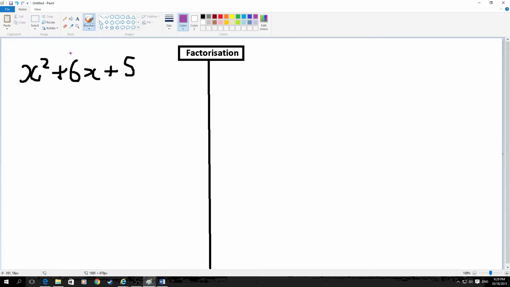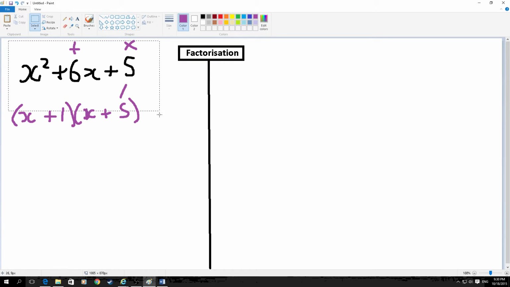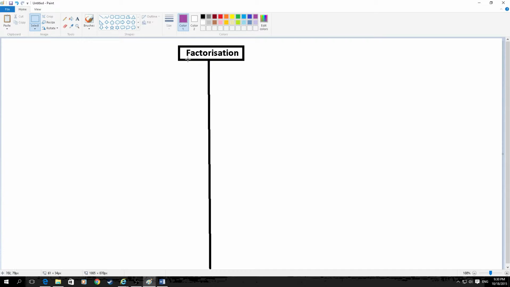Right, so something to add to make this and times to make that. So think about first, what's a multiple of 5? It's a prime number, so it has to be 1 and 5. So x squared plus 1x plus 5. See? That easy. But now, it gets a bit harder when you get questions like this.